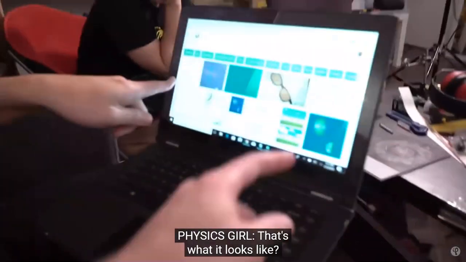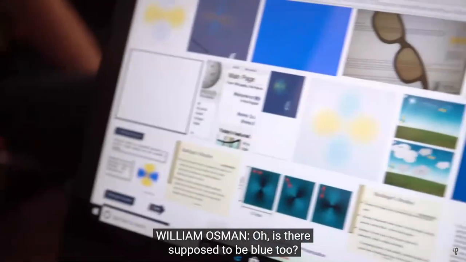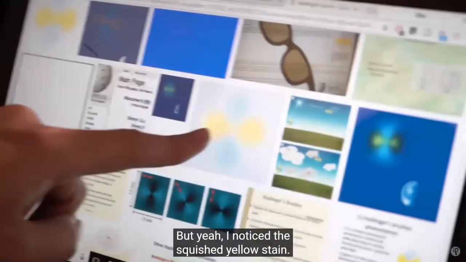If your screen is cleaner than Physics Girl's, a very faint yellowish and blue pattern the size of your thumb should appear. If you don't see it, or if you're not really sure of what you're looking for, the pattern should look like this. That's what it looks like? Yeah, but is there supposed to be blue too? I didn't notice any blue, but yeah, I noticed the squished yellow stain.